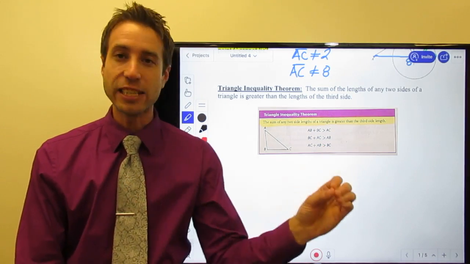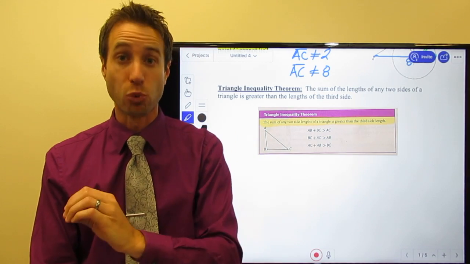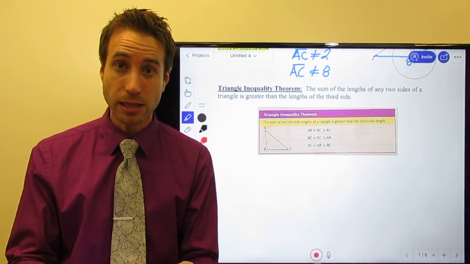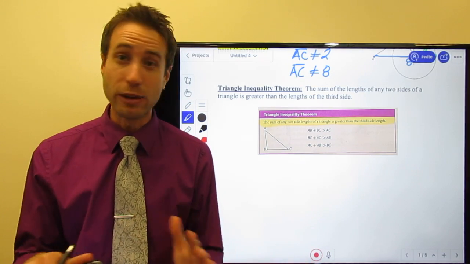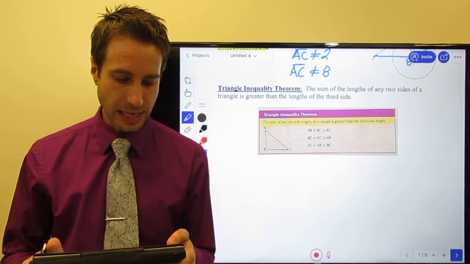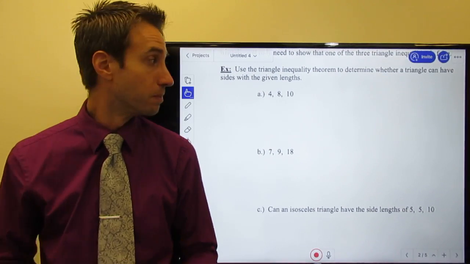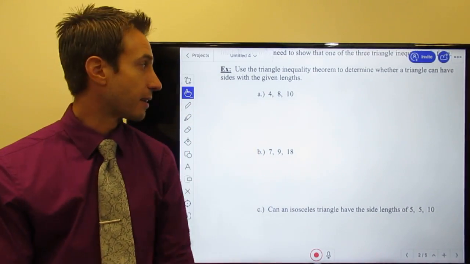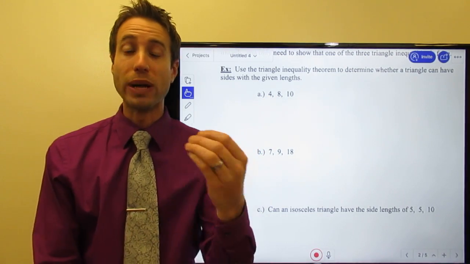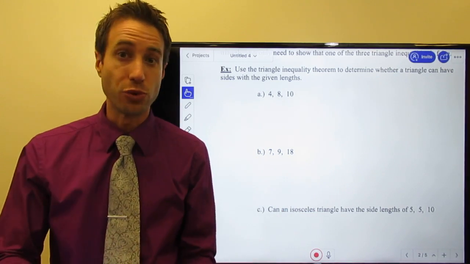Add together any 2 sides. I don't care what 2 sides you pick. Add together any 2 sides. It must be greater than the length of the 3rd side. If it isn't, those lengths will not build a triangle. Let me show you exactly what I mean in a couple of example problems. Boom. I've given you 3 side lengths. 4, 8, and 10. We want to check and see, are these good for building a triangle or do they not?